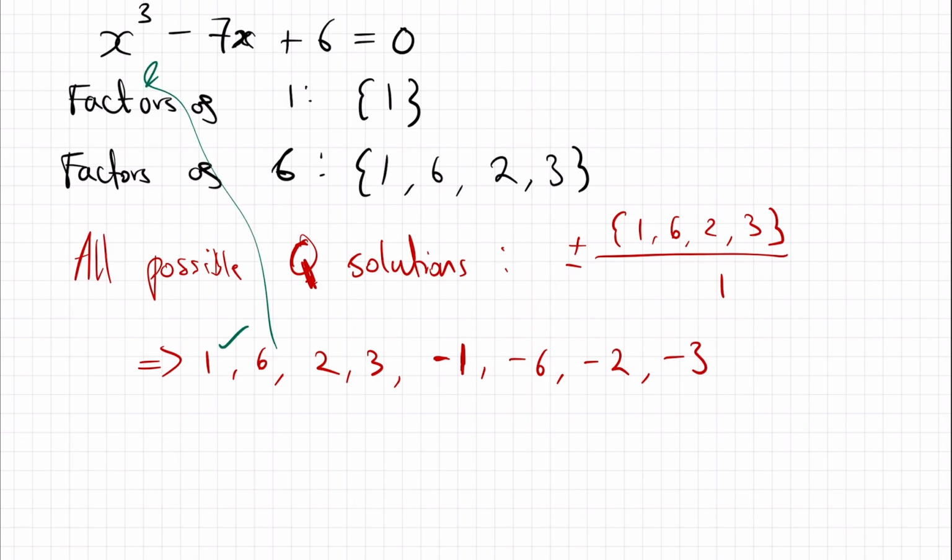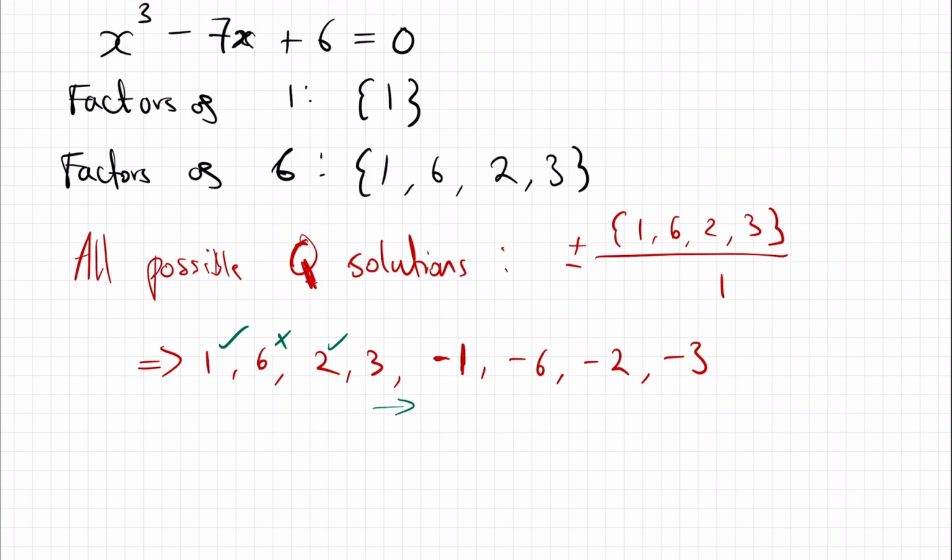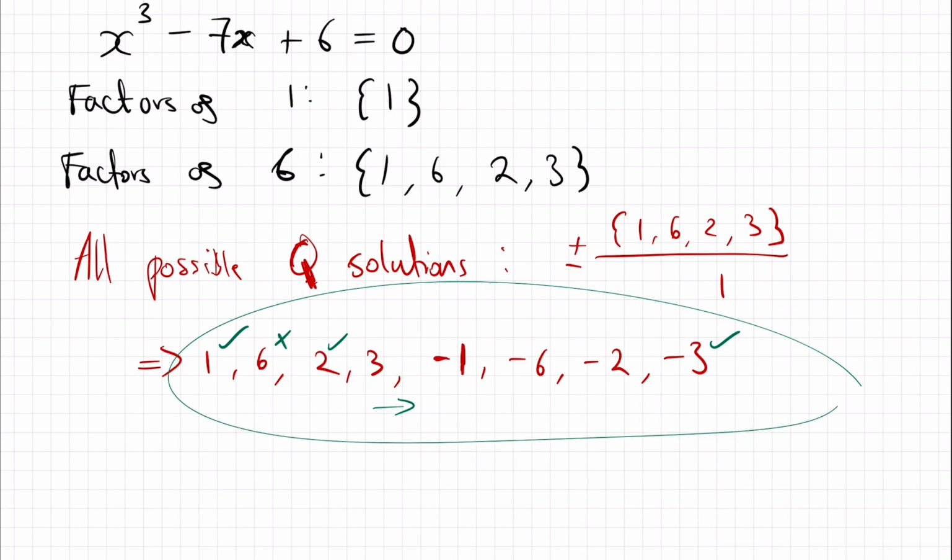If you plug 6 in, you will see that it's actually not a solution. But if you plug 2 in, you'll see that 2 is also a solution. So that also works. And if you just carry on like this, keep on going, you'll see 3 isn't a solution, but what you will see is -3 actually is a solution. -27 plus 21 plus 6 is 0. So these are actually our 3 solutions.